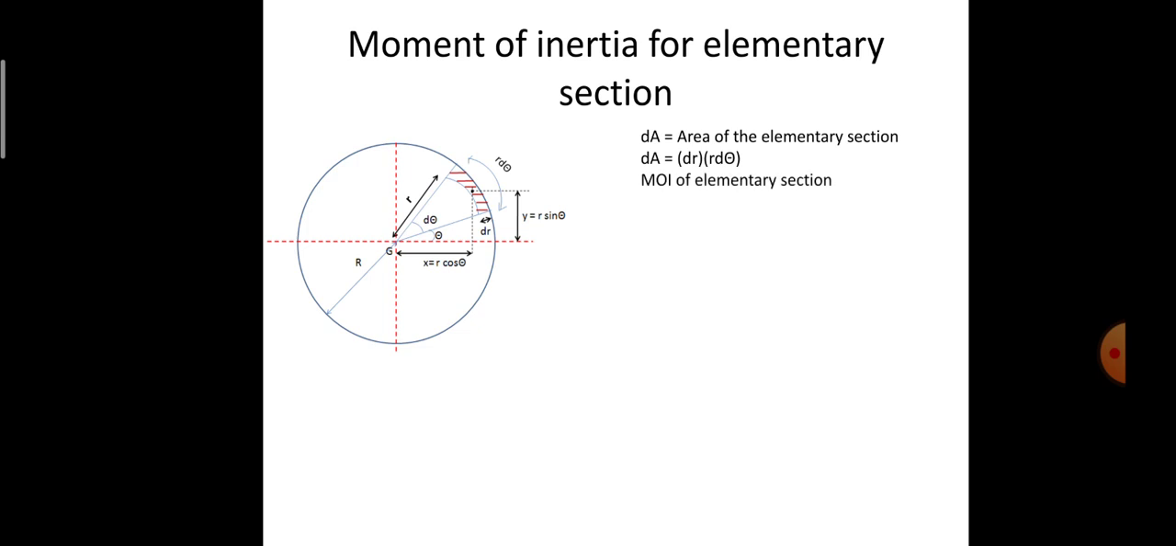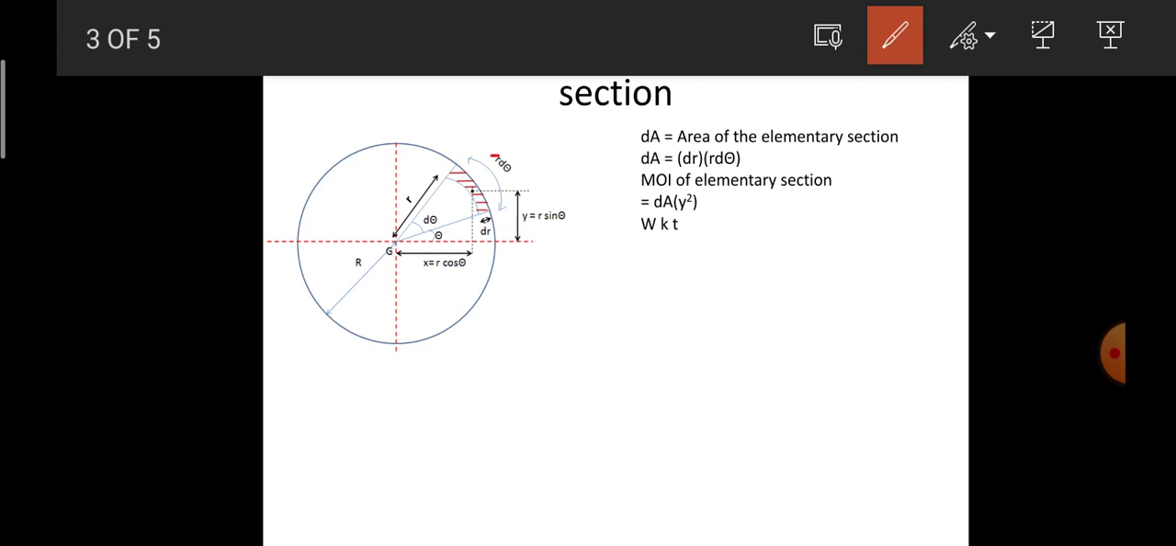After determination of the area of the elementary section, we need to find the moment of inertia for the elementary section. The moment of inertia for the elementary section is nothing but dA times the perpendicular distance squared. Here dA is the area of the elementary section. You can just notice a dot over here, which represents the centroid of the elementary section. The centroid of the elementary section can be considered to be at a vertical distance of y from the horizontal axis and x from the vertical axis. We know that theta is the angle subtended by the elementary section with reference to the horizontal axis. Therefore I can take y as r times sine theta and x as r times cos theta.